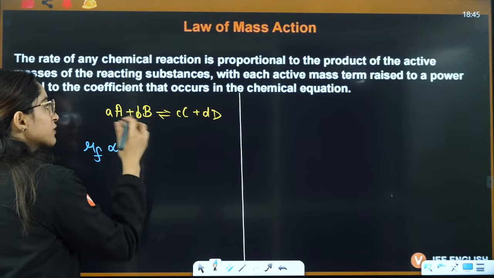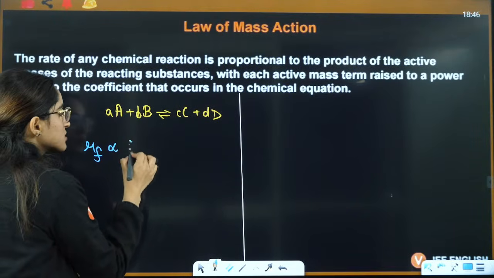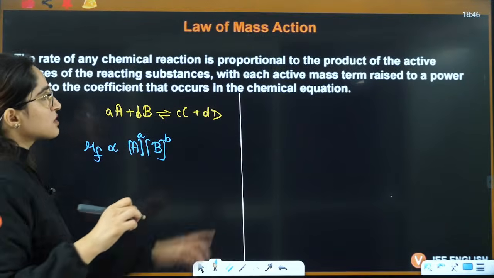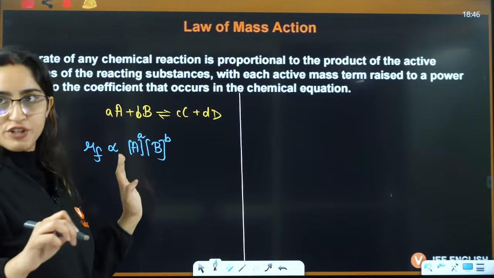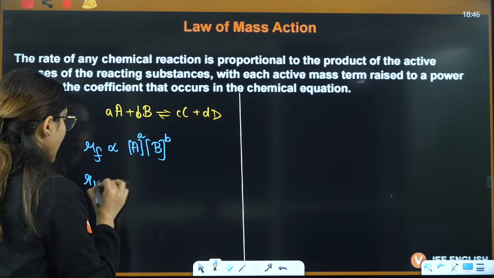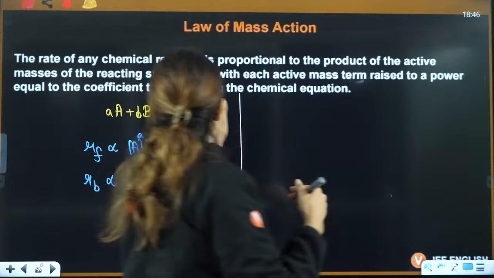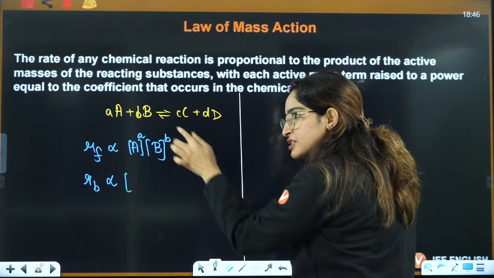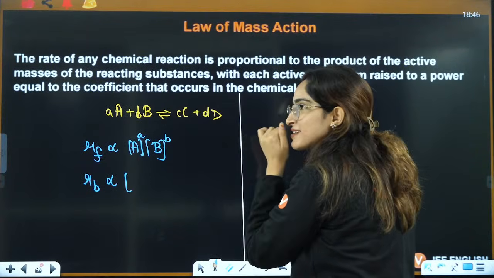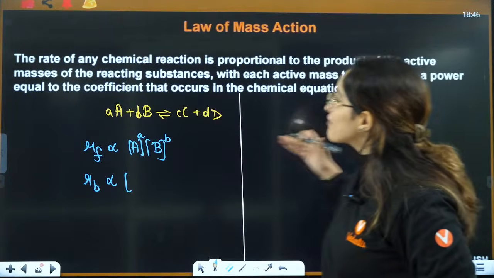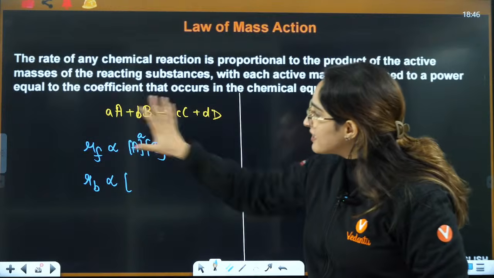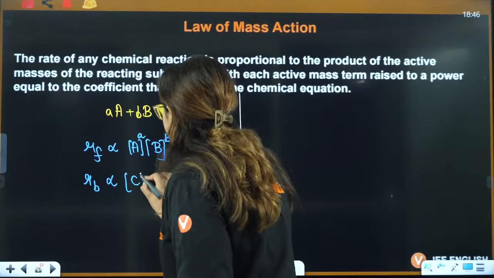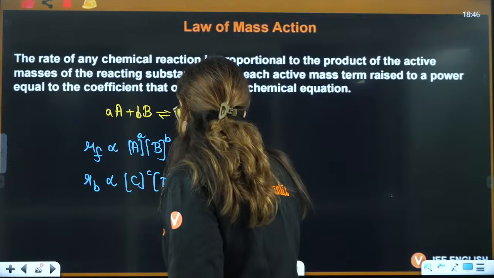So if I want to write the rate of the forward direction, it is directly proportional to the product of active masses of the reacting substances. The reacting substances for the forward direction are A and B. So this is A raised to power a and B raised to power b, because it is raised to the power of the stoichiometric coefficient. Similarly, Rb is directly proportional to, for the backward direction, when you move backward, this becomes the reacting species. In the backward direction, these are the reactants and these are the products. So this is C raised to power c, D raised to power d.